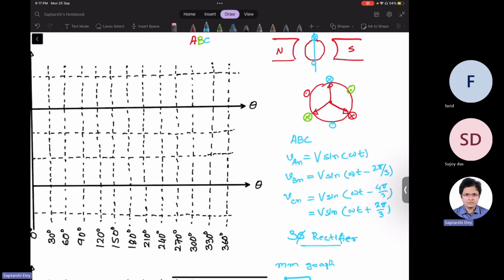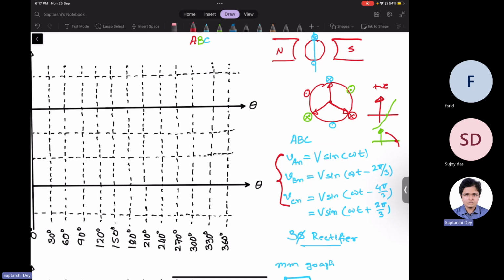VAN, VBN, and VCN. We will draw these phase voltages. Now you can see from VAN that at t equals 0, VAN has the positive zero crossing. What is a positive zero crossing? Positive zero crossing is when the curve crosses zero and becomes positive. And when a curve crosses zero and becomes negative, that is negative zero crossing. This is positive zero crossing and this is negative zero crossing.